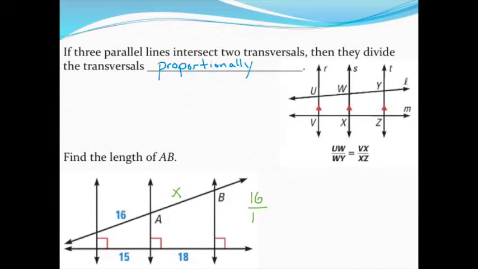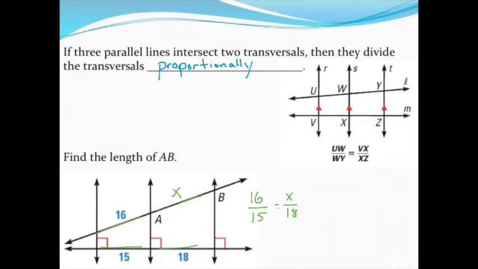I would keep it really simple and do 16 over 15, which are those two pieces right there. That would have to be proportional to X over 18, those segments right there. Once again, I was consistent in how I set it up. It's not the only way I can do this. In fact, let me set up another way just so that we can see a couple of examples.